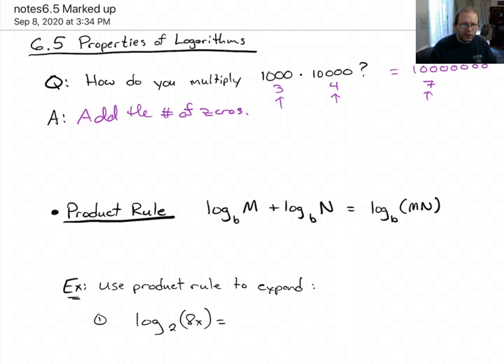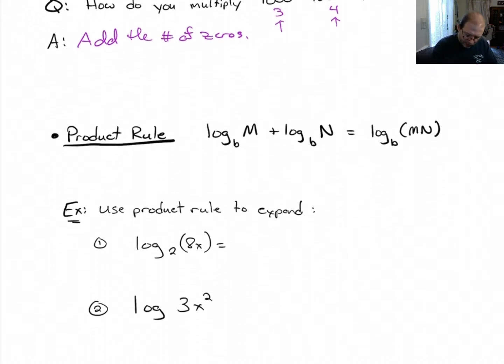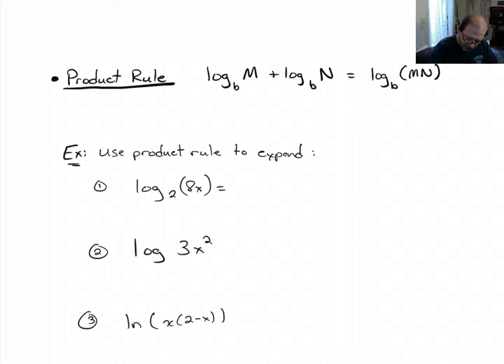So let's use the product rule to expand some of these things. So this one here, log base 2 of 8x, we've got a product inside of here, so I can rewrite this as log base 2 of 8 plus log base 2 of x. And I can evaluate log base 2 of 8, because that says 2 raised to what power gives you 8, and the answer is 3. So we get 3 plus log base 2 of x.